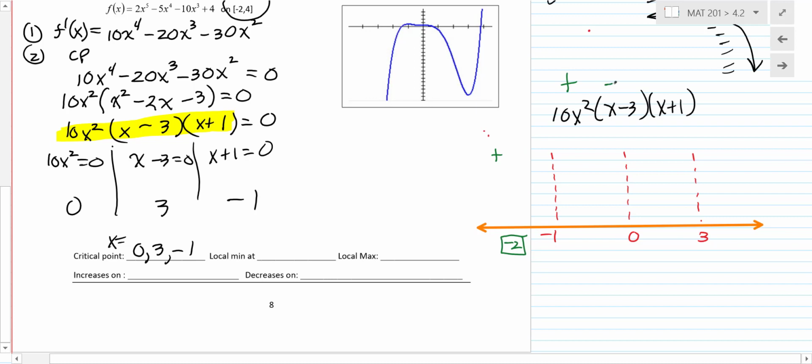Okay, if you plug in -2 there, -2 minus 3 is what? Negative. Then -2 plus 1 is also going to be negative. So what do you have? Positive times negative, so the result's positive. That tells you that the function increases, okay, like that, all right?